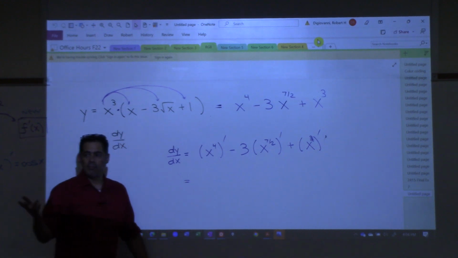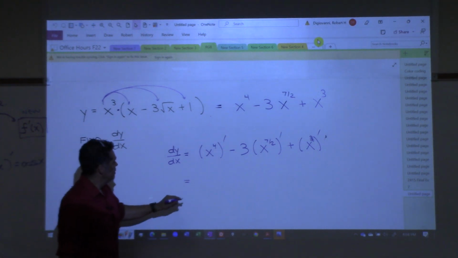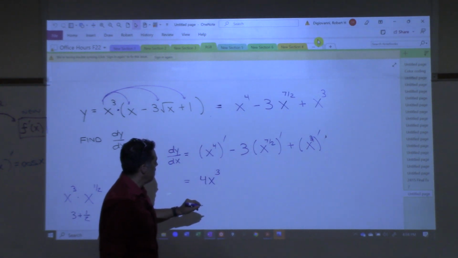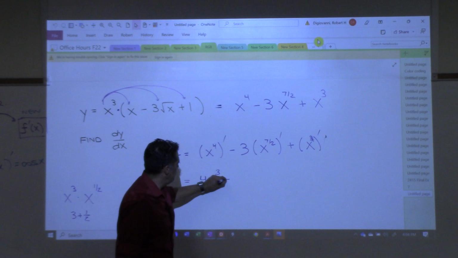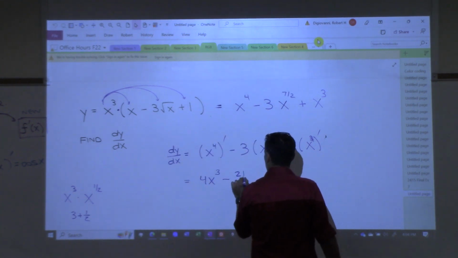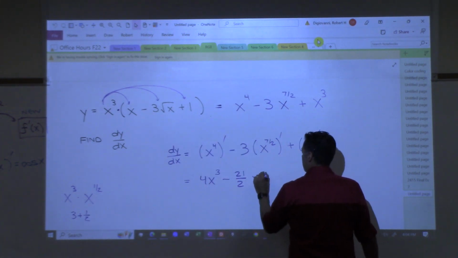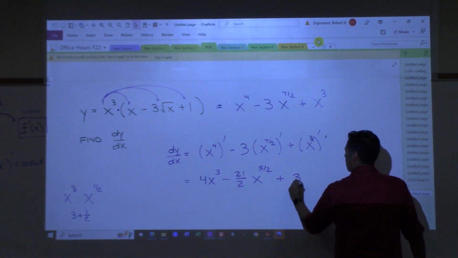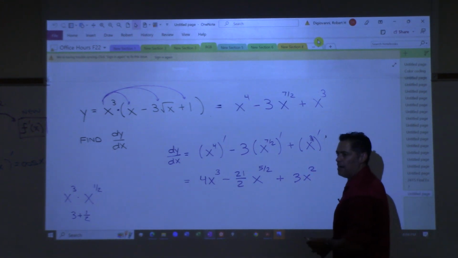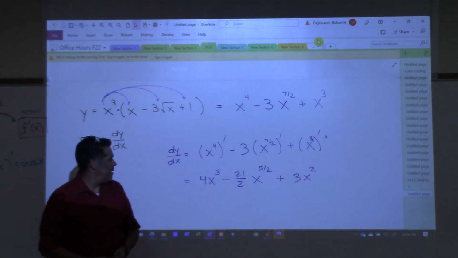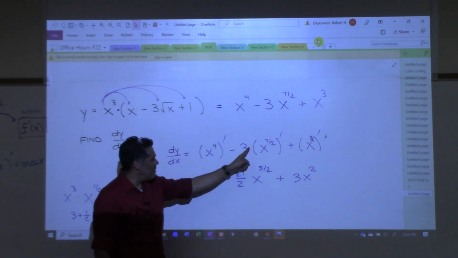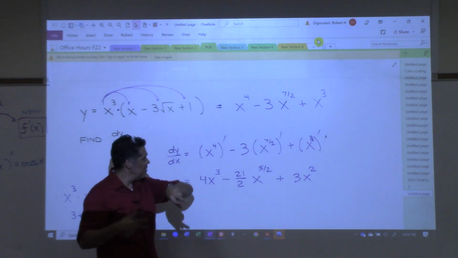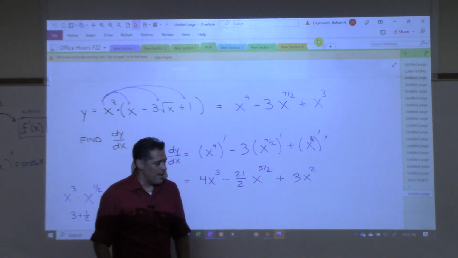Who wants it? What do you got? So I got 4x to the third. Okay, yeah, sure, if you want. Minus 21 over 2, x to the 5 over 2. 5 over 2, good. Plus 3x squared. All right, so I didn't show work there, but what happened here was the 7 halves came out and hit the 3, and when you multiply 3 times 7 halves, you multiply it like a fraction across. That gives you 21 over 2, and subtracting 1, oops.